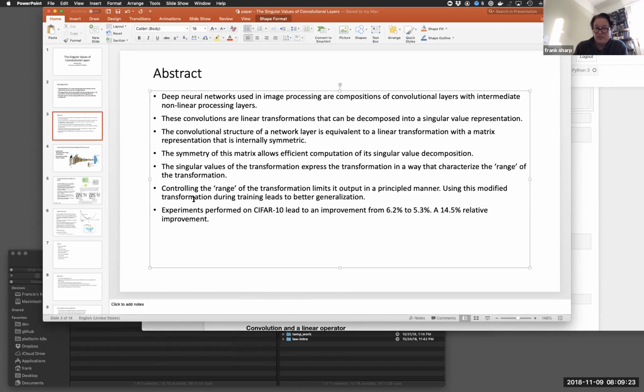So using this modified transformation during training leads to better generalization. So that's one of the very first bullet points that I made in this slide, generalization. And that's the idea here, generalization. And finally, the paper talks about experiments that were performed using CIFAR-10, and that led to an improvement from 6.2% to 5.3%. So I did some computation, and that's a 14.5% relative improvement, which is not bad.